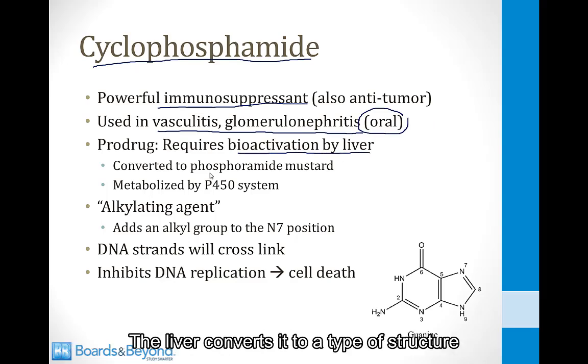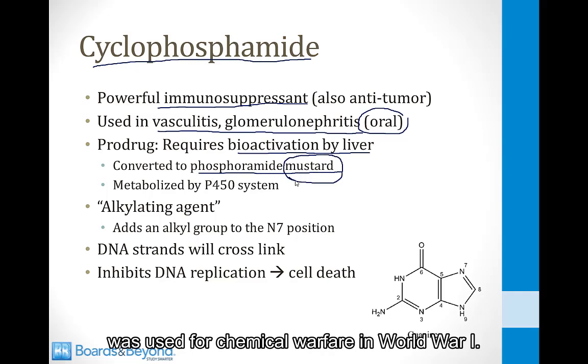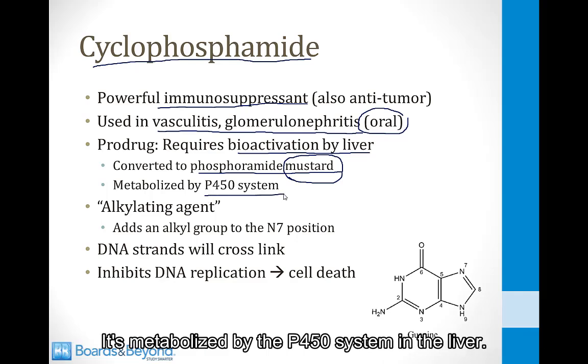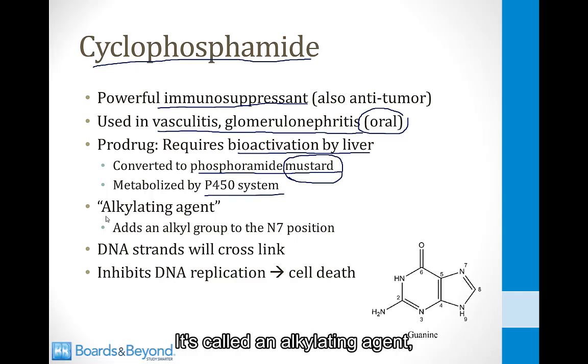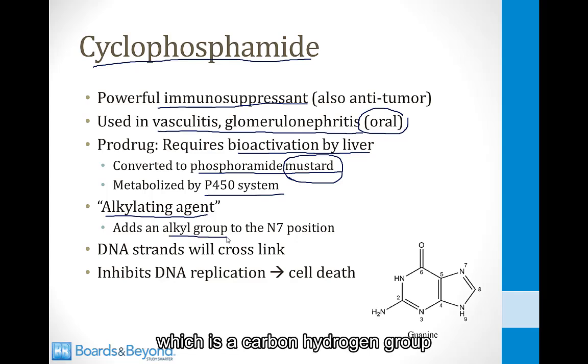The liver converts it to a type of structure called a phosphoramide mustard, and you may know that mustard gas was used for chemical warfare in World War I, and those toxic gases work the same way as cyclophosphamide. It's metabolized by the P450 system in the liver. It's called an alkylating agent, and the reason is because it adds an alkyl group, which is a carbon-hydrogen group, to the N7 position of guanine.